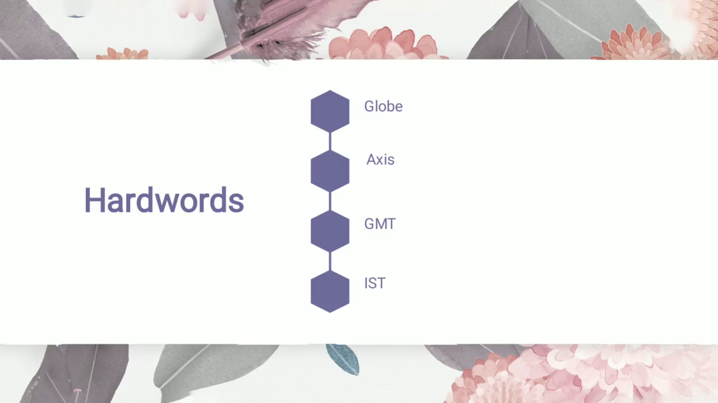Now next word is GMT. Full form of this word is Greenwich Mean Time. What this is, we will see in the chapter. And IST, Indian Standard Time. So what is GMT and IST? We will study in the chapter further.